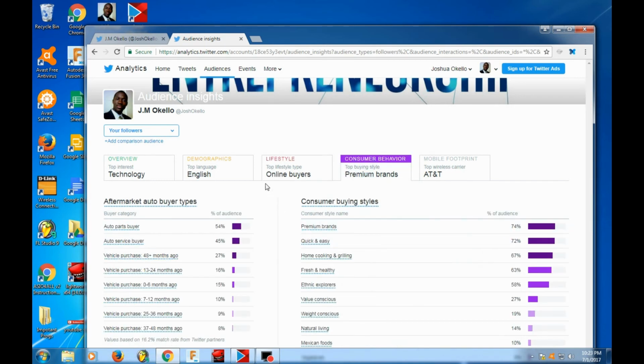Let's see what their consumer behaviors are like. 54% of people like to buy auto parts online. Consumer buying styles: we have premium brands, 74% of people like to buy consumer brands. Quick and easy, 72%. Home cooking and grilling, this is another area that you can make money out of, 67%, because people have to make food, because that's what we need for living. So if you are selling anything along these lines, you stand a chance of making money.